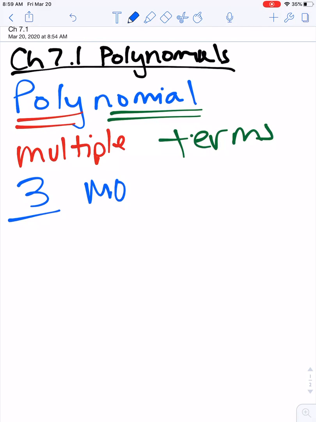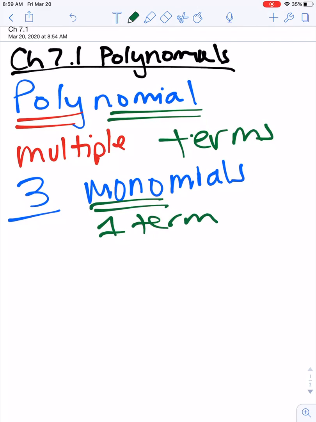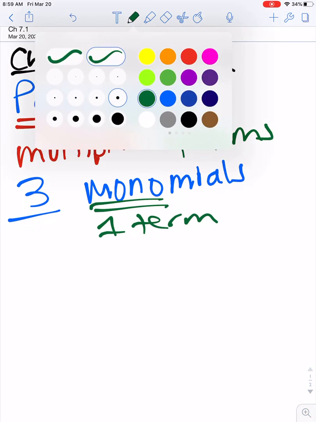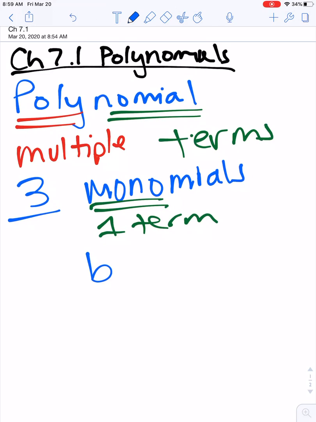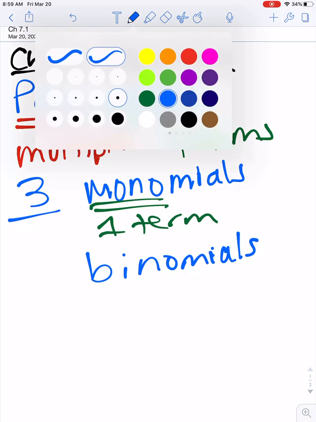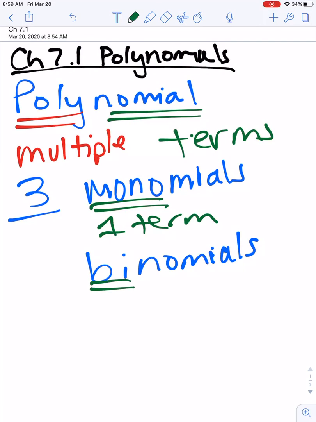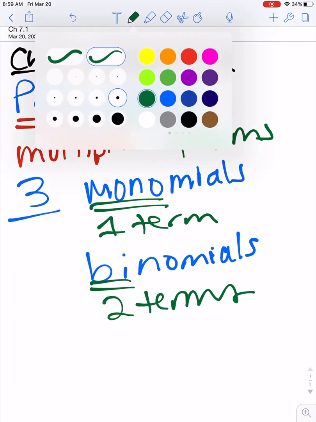We have monomials. Now, a monomial is one term. All right. Then we have binomials. Think of like a bicycle, right? A bicycle has 2 wheels, and a binomial has 2 terms.